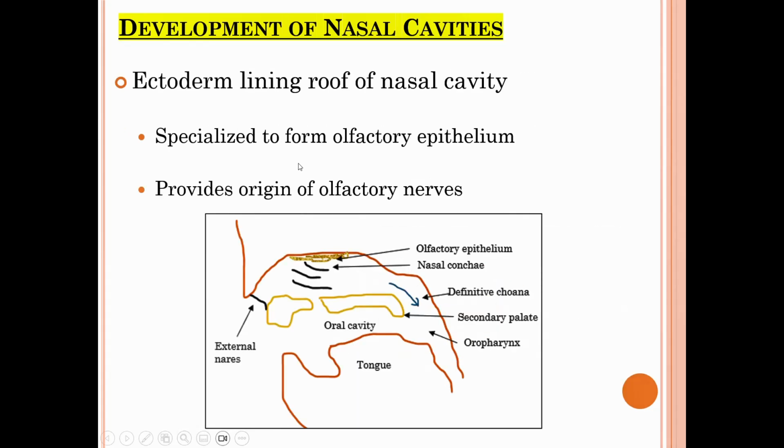Okay, and if you see here in the upper part of the roof of the nasal cavity, the epithelium here will be specialized, which is now known as olfactory epithelium, and which will provide origin to the olfactory nerves. So what structure you are able to see? This is primitive palate, this is secondary palate, this is definitive nasal cavity. Okay, and here is communication between the nasal cavity and nasopharynx, that is known as definitive choana. Okay, and here is oral cavity. Behind the oral cavity, here is oropharynx.